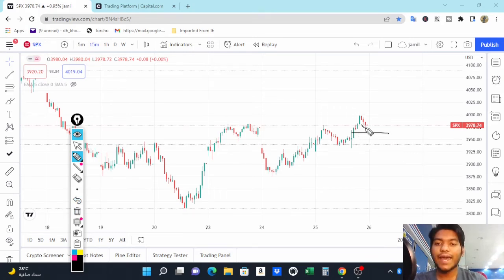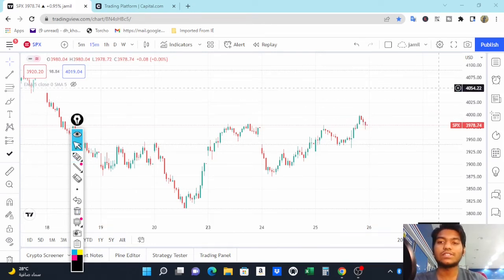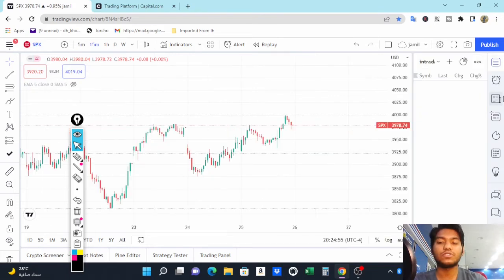So after opening flat, as long as it crosses 4,000, let the market close above 4,000, then we can plan to buy. So I hope we understand the point, friends. So let's see which stocks we can plan to trade for tomorrow.